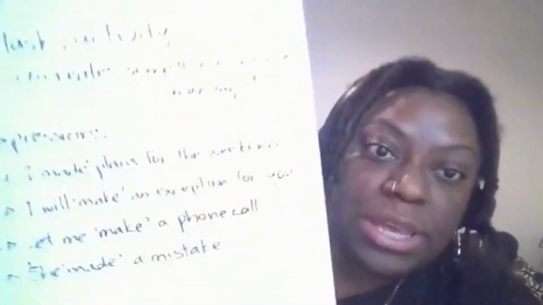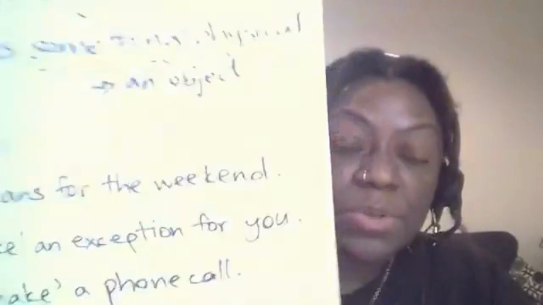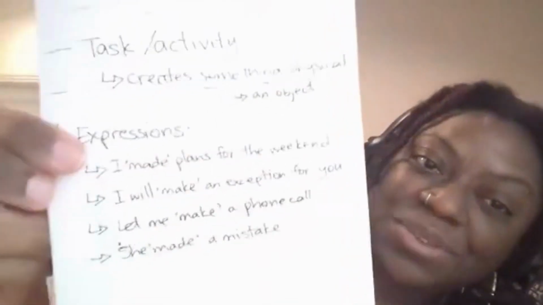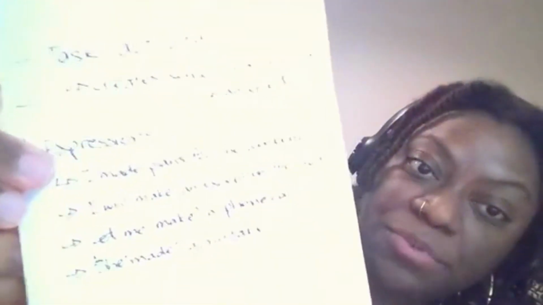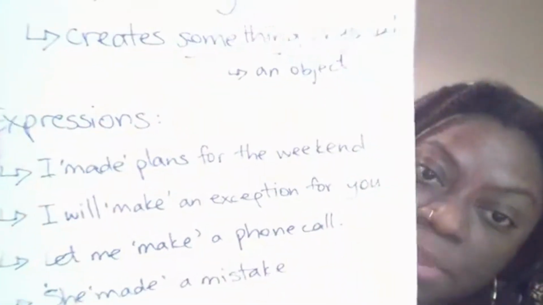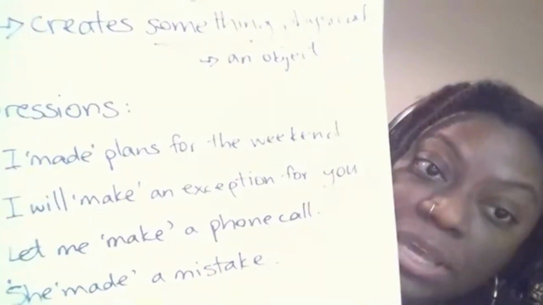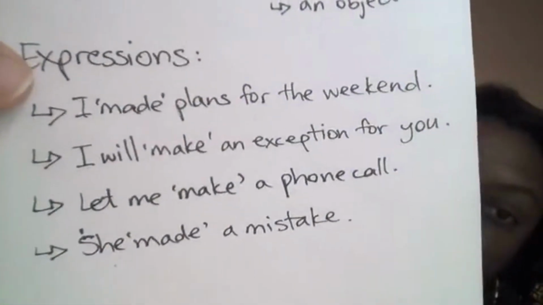And so again, I'll put these in the chat shortly. I made plans for the weekend. So to make plans is to decide what you will do before you do it, right? To make a plan. That's okay. We'll work on this. I will make an exception for you. So normally I don't do something, but I will do it for you only. Let me make a phone call. So I will call someone on my phone, and she made a mistake. She did something that she should not do by accident.